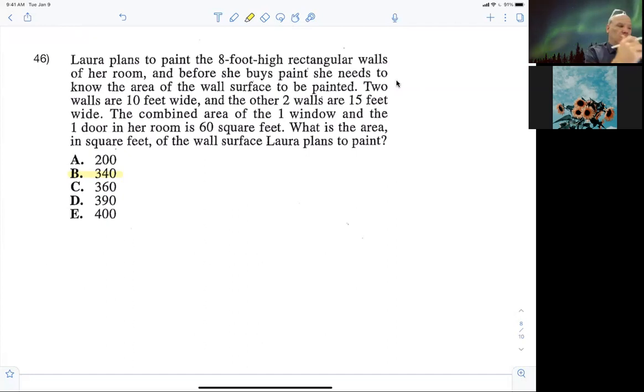Do you agree with me? So do you agree the walls are 8 feet high, right? So 2 are 10 feet. Do you agree that's a total of 160? And then 2 walls are 15. So 15 times 8 is 120, times 2 is what? 240, which gives me a total area of what? 400. You agree with that? But then it says that's 60, right? So I just subtract out the 60.